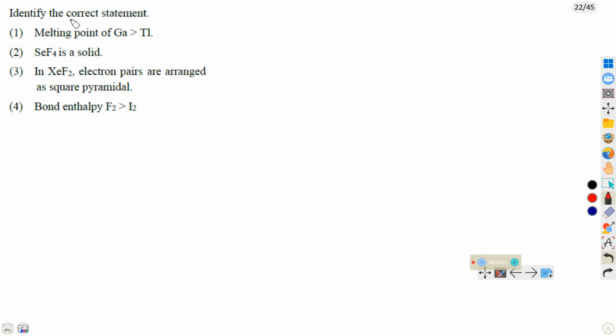Identify the correct statements. Melting point of gallium greater than thallium. Wrong. Gallium less than thallium. Gallium melting point value is less. SeF4 is solid. Wrong. SeF4 is liquid. In XeF4, electron pairs are arranged in square pyramidal. XeF2, not XeF4. In XeF2, electron pairs are arranged in linear. Wrong. Bond enthalpy of F2 greater than I2. Correct.